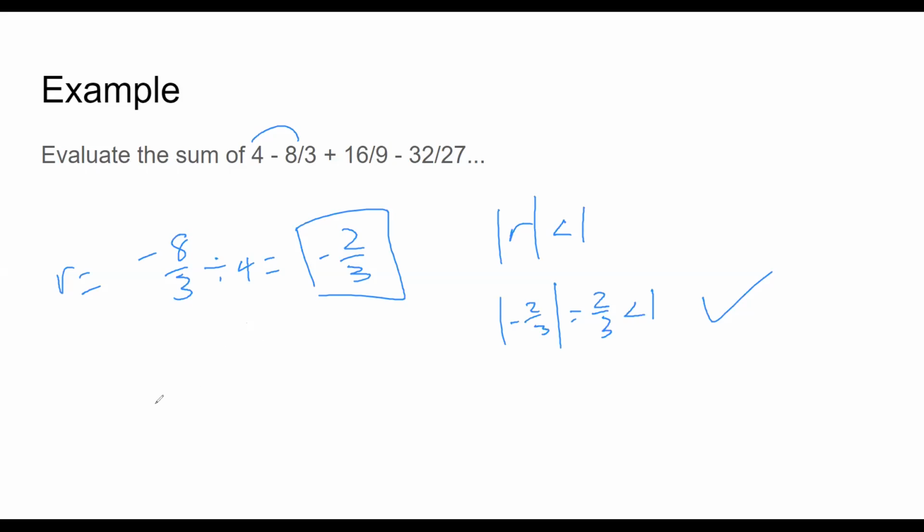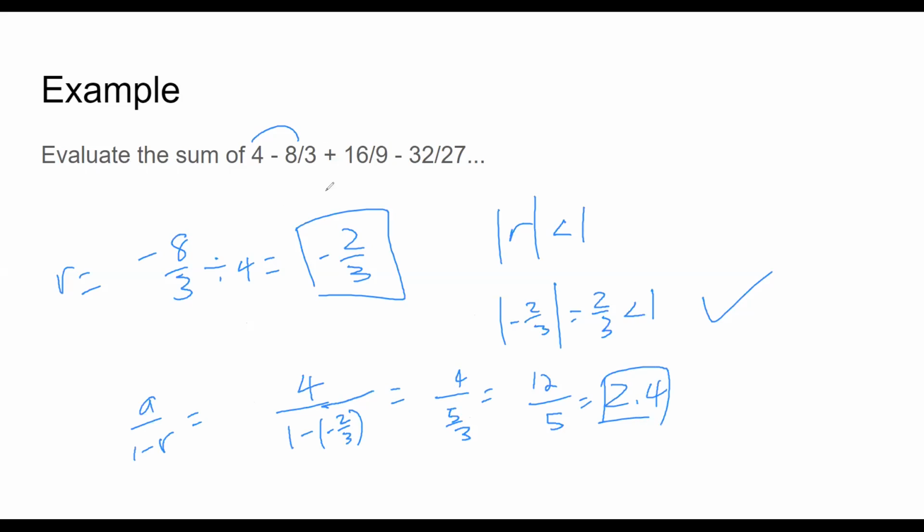So we just plug this into our formula, a over 1 minus r, which is 4 over 1 minus negative 2/3. And this gives us 4 over 5/3, I believe, yeah. And then that's going to give us 12/5, which is 2.4. And this is a lot less intuitive. You basically have to know the trick here because you have a positive term, a negative term, positive term, negative term. Without knowing this formula, or at least knowing the strategy of approaching this problem, it's very hard for you to intuitively think of what it's going to be.